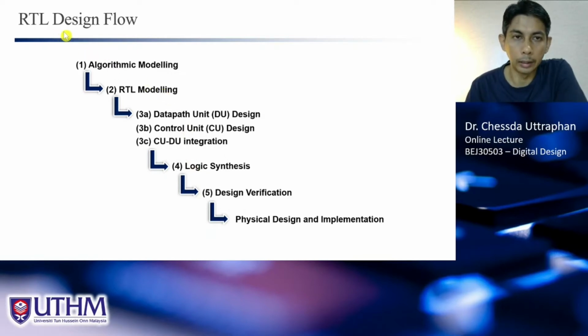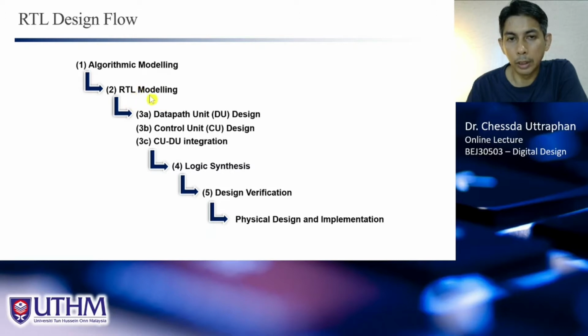Let's look at the design flow. This is the flow that we need to go through when we want to design a complex digital circuit, including the data path and the control unit. Normally we will start with the algorithmic modeling, where we look in detail at designing the algorithm for our application, our system. It is in chapter 6. And also RTL modeling, which is the translation from the algorithmic model into the RTL model.